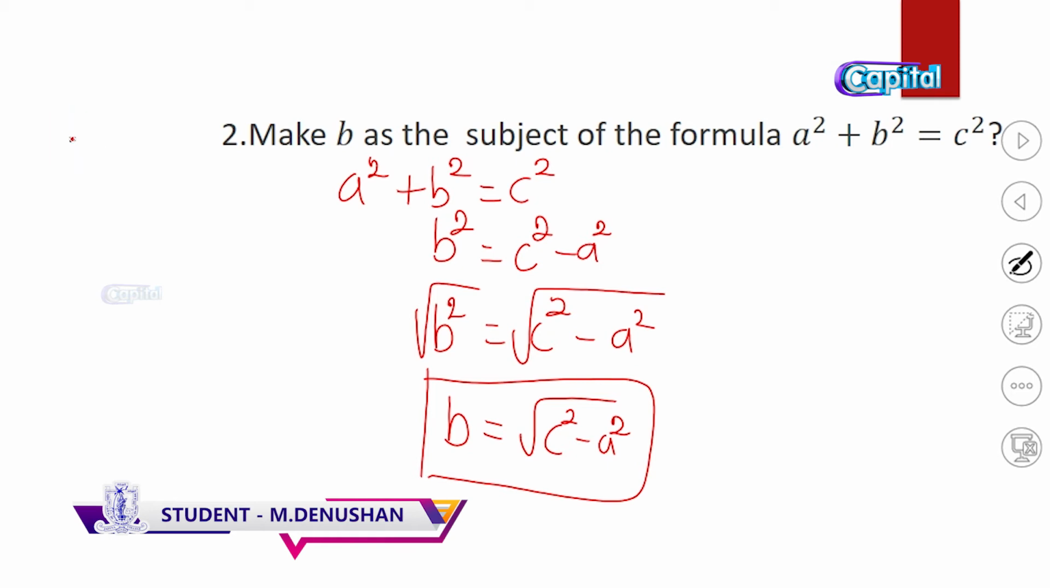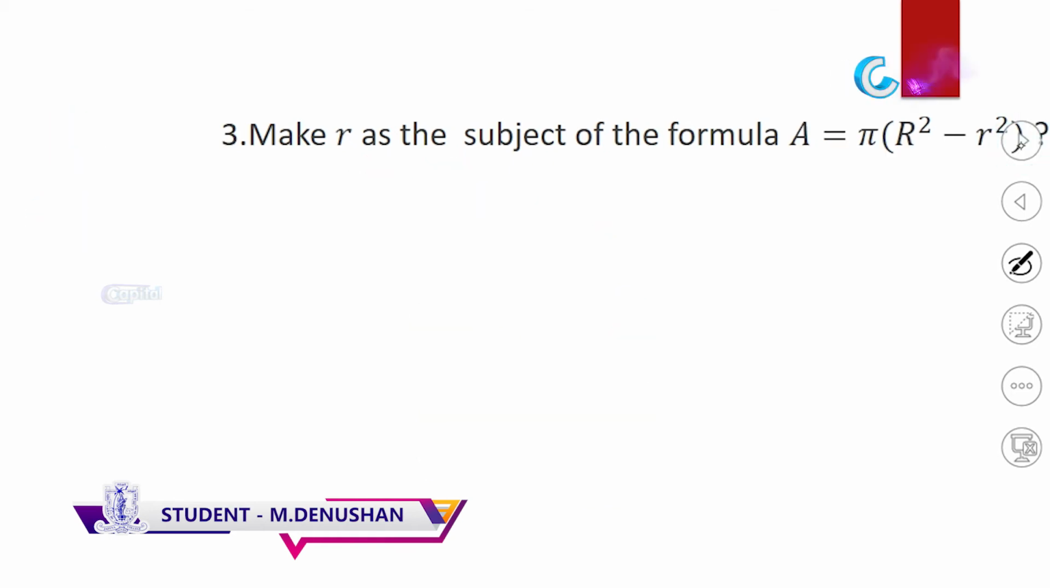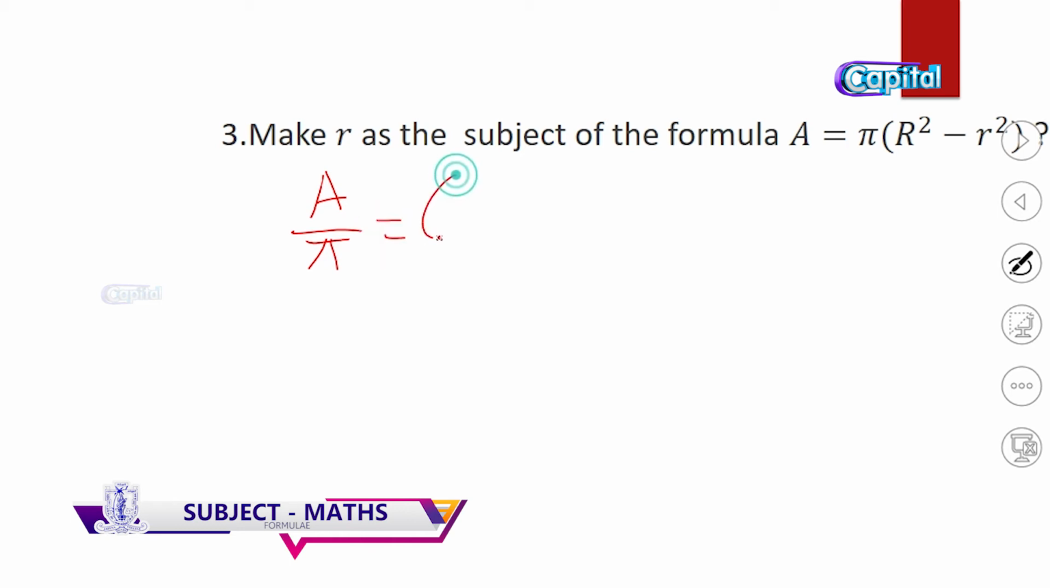Now let's move to another question. Here we have to make r the subject of the formula. A is equal to pi times capital R squared minus small r squared. For that purpose we have to divide by pi on both sides. Then by simplifying we obtain that A over pi is equal to capital R squared minus small r squared.